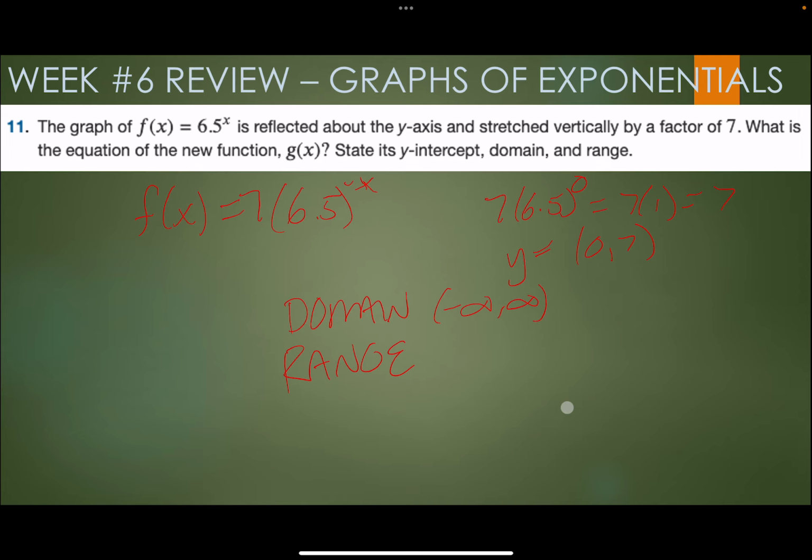It's going to cross through (0, 7). There's no shift vertically, so we know it's going to have the x-axis as its horizontal asymptote. But because of the negative x in the exponent, this is going to be exponential decay, right? And so it's going to start real high, go through 7 on the y-axis, and go down to the x-axis. So the range is going to be from 0 to infinity. Hopefully you got that for your problem.